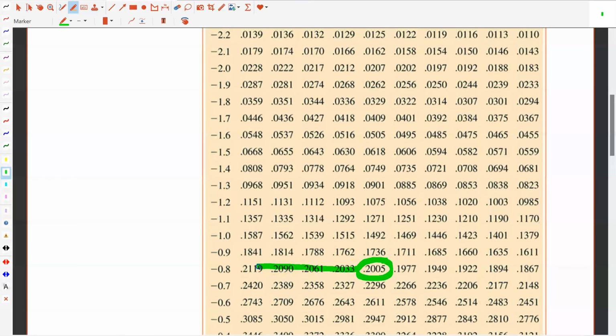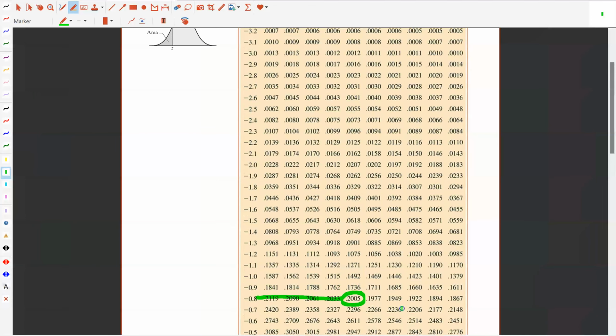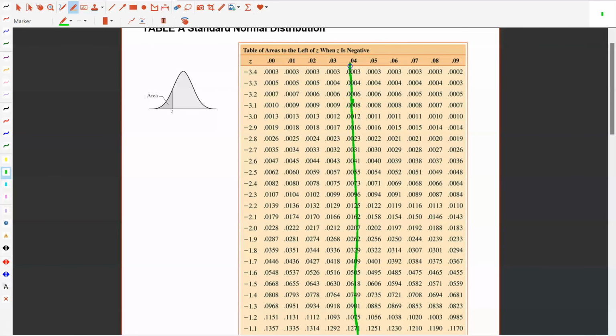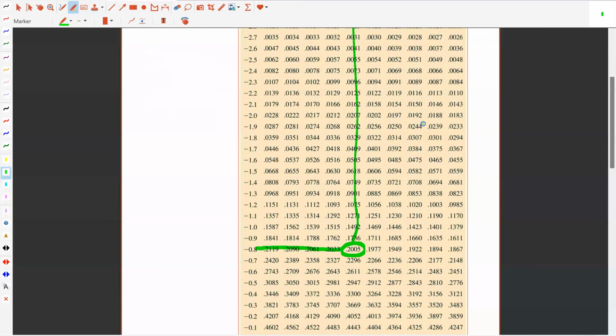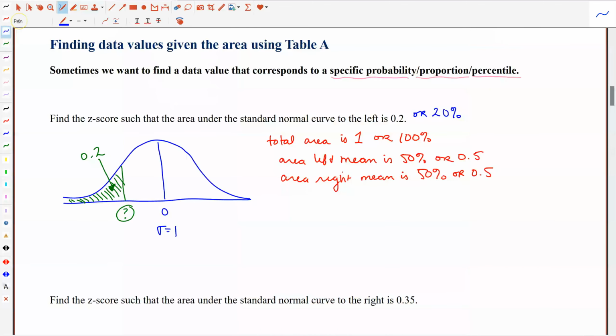So I'm going to find out what is the corresponding z-score by looking over to what's going to be on the left column and what's going to be at the top up here. So to get an area of 0.2005, the z-score needs to be negative 0.84. So that's the z-score I want.